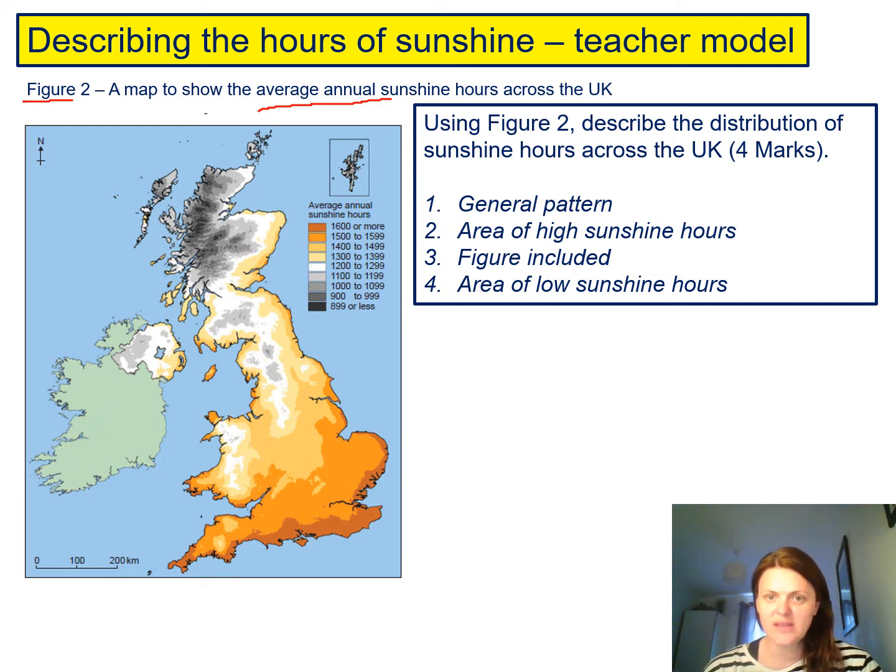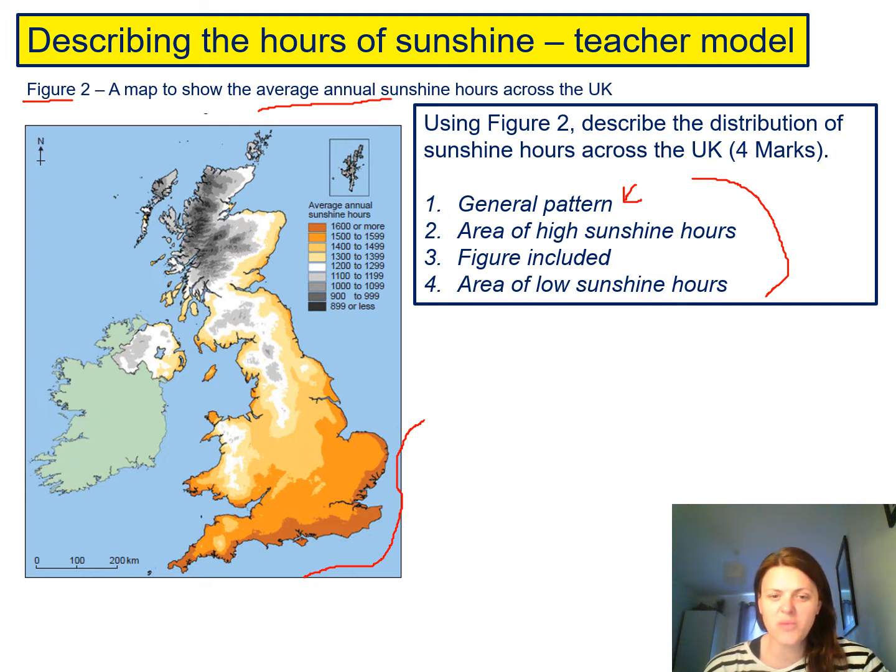Now, if we have a look here, the question says, using figure 2, describe the distribution of sunshine hours across the UK. And we've got to use these 4 points here to get our full marks. The first one says general pattern. Okay, so it's asking you, is there a pattern of how much sunshine the UK gets? Can you see a pattern? Now with pattern, I mean, is it evenly spread out?